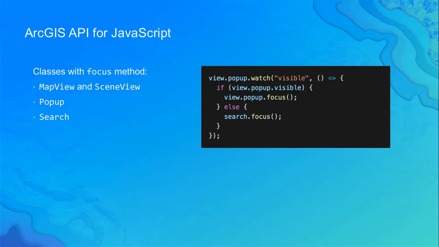So in this example, we say when the search pop-up is visible, go ahead and focus on the pop-up, and then they're focused in the pop-up and can navigate through it with the keyboard. And then we have this else: when the pop-up's not visible, we set the focus back to the search widget, which is where they came from. So it's a nicer experience for them.